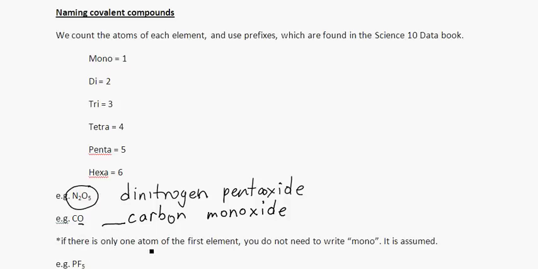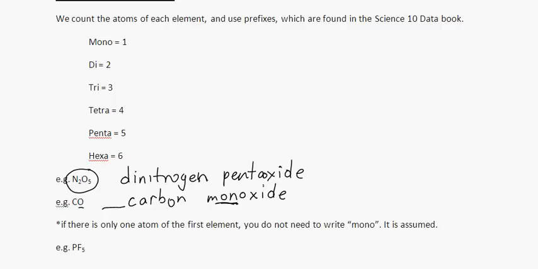This is really the only little rule that you need to remember. If there's only one atom of the first element, you do not need to write mono. It's assumed. Okay, if you have one of the second element though, you do need to write the prefix mono. Okay. So let's see if you can finish these off by yourself. I think it's fairly straightforward, and I can certainly help you in class if you have any questions.